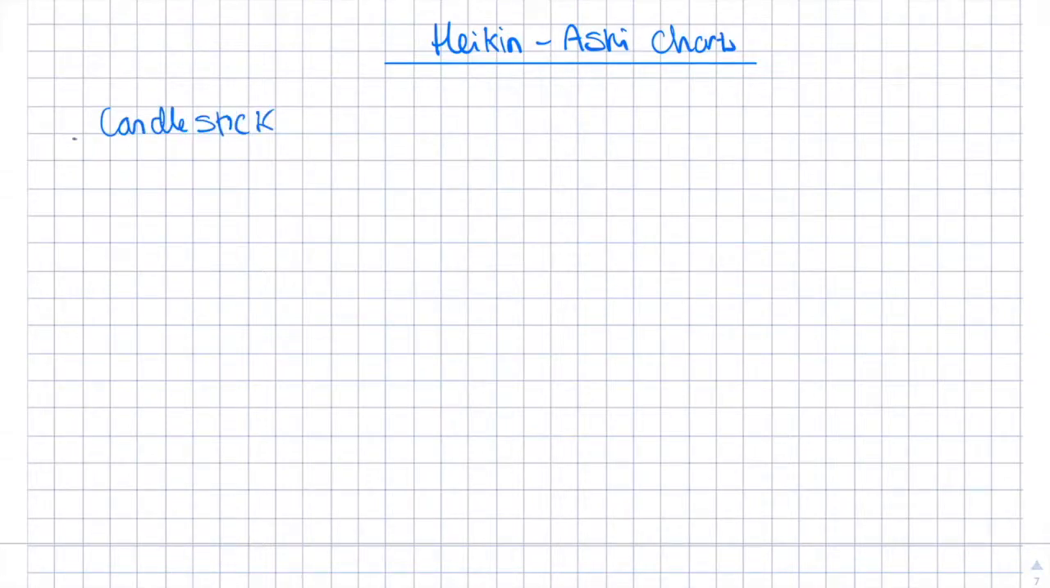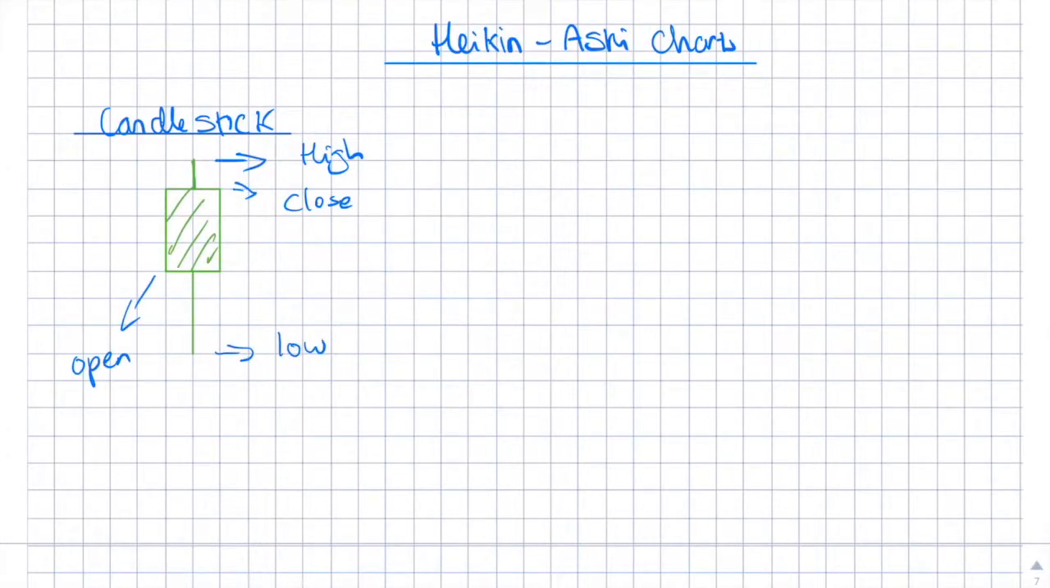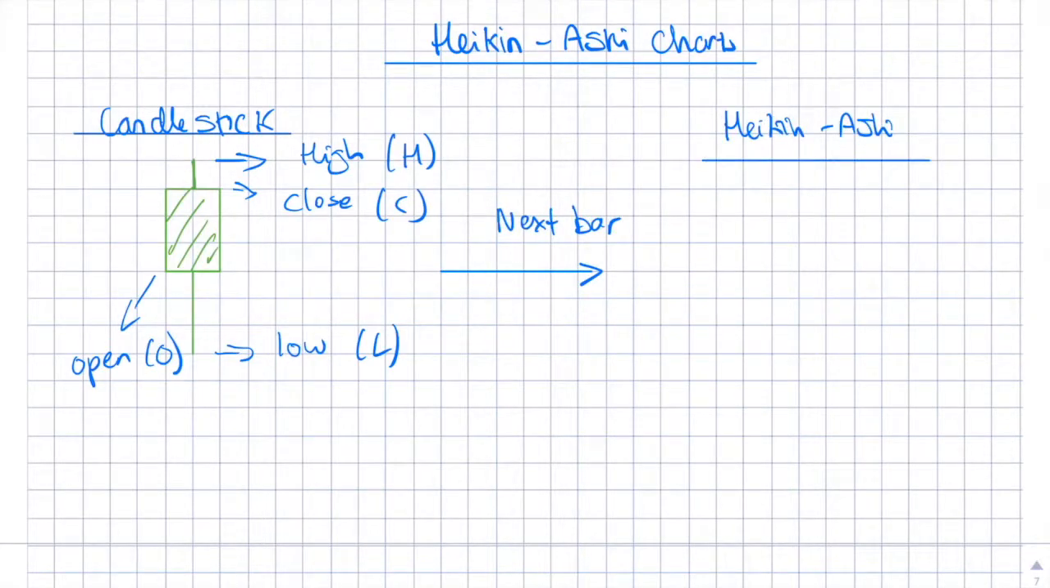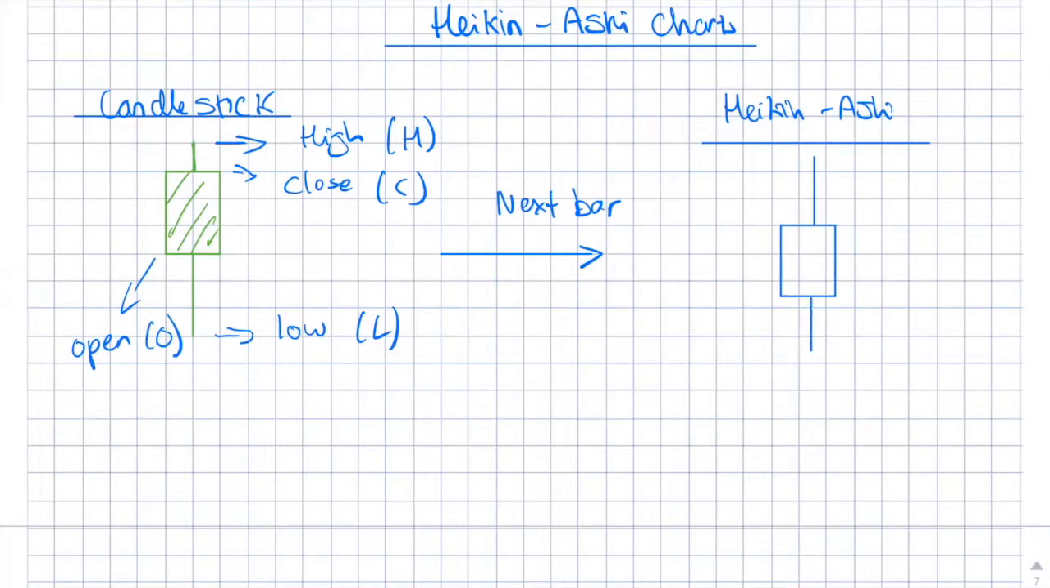So let's get started. Let's say we have a candlestick here. This is a bullish candlestick, and here is the high, the open, the low, and the close. The initials here are H, C, L, and O. Now let's say the next bar is a Heikin Ashi. So here is the bar, and the high is represented as H2, the open is O2, the close is C2, and the low is L2.